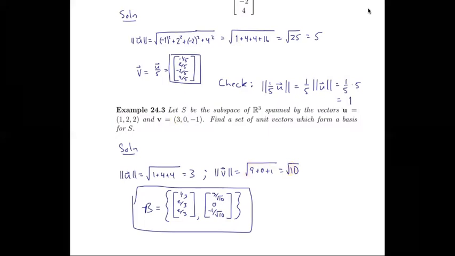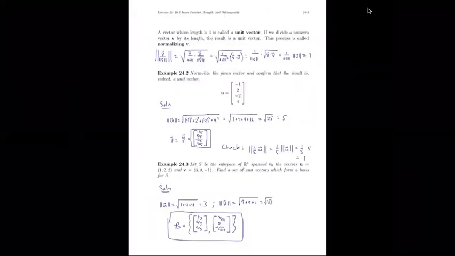So for my vector u, I divide all of my entries by 3 to get this one. For my vector v, I divide all my entries by root 10, and I get this. Each of these vectors is now normalized. Each vector has length 1. We could check that by calculating the norm of each of them, or the length of each of them. And I've written that as a basis set. B is equal to the set of these two vectors, which are the normalized versions of our original spanning set. So that's an orthonormal basis for S.